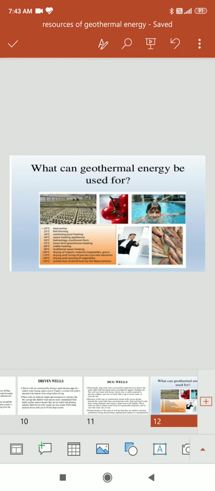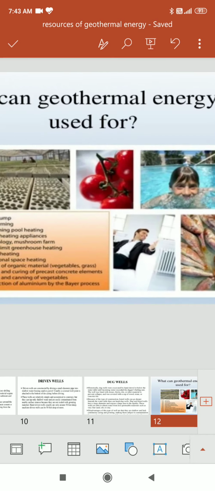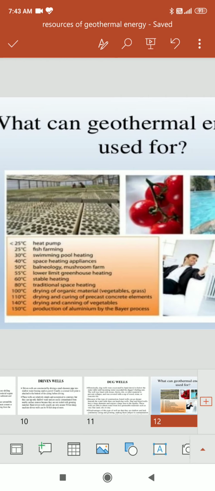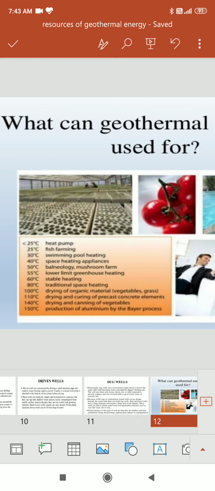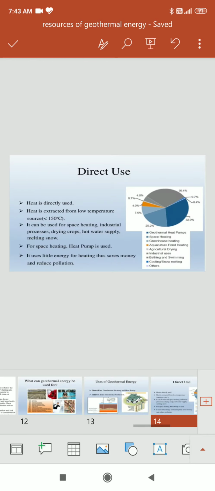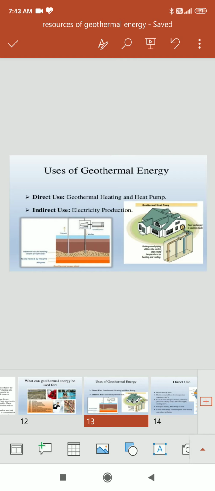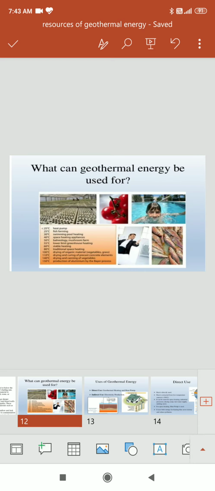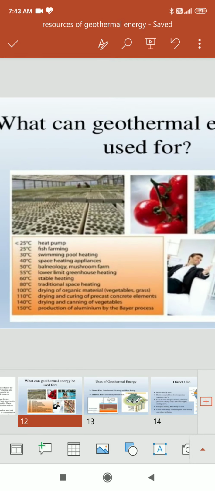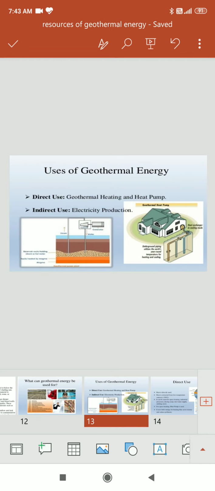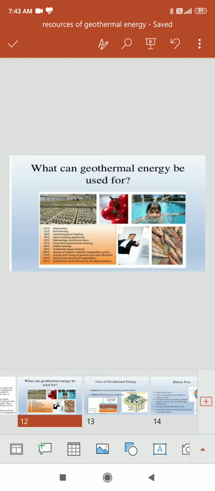Next, these are the different applications or uses of geothermal energy. Actually, I discussed this in the last class. These are the temperature ranges. If you observe here, the temperature ranges under different applications. Next, uses of geothermal energy. As we said, there are different applications and different temperature ranges. Based upon our applications or uses, we can use this type of geothermal energy.